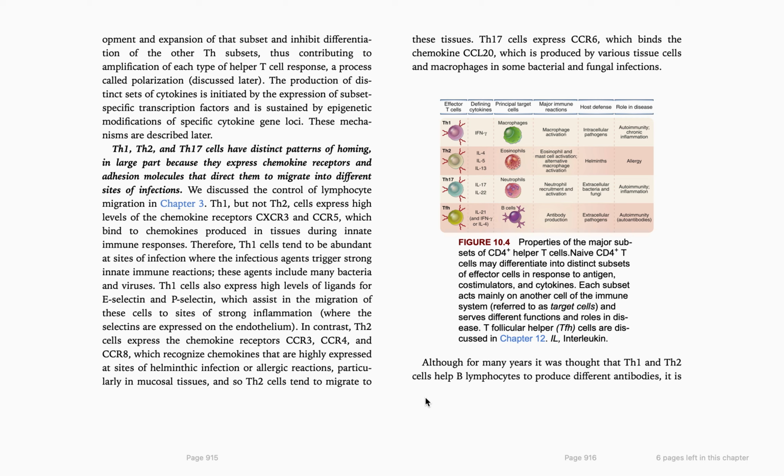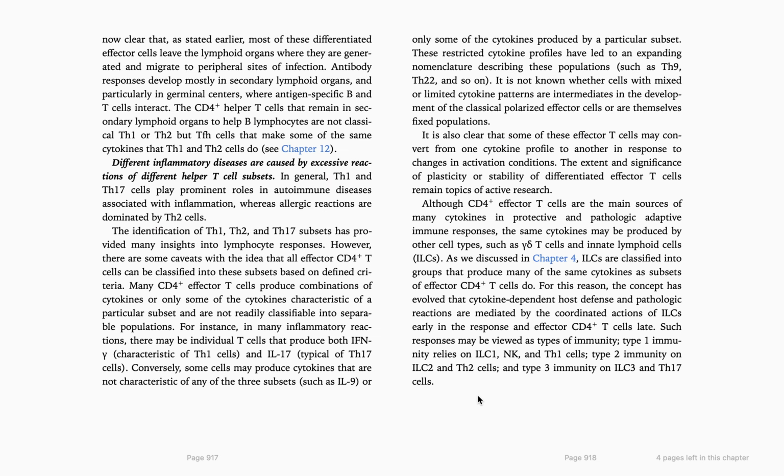Although for many years it was thought that T helper 1 and T helper 2 cells help B lymphocytes to produce different antibodies, it is now clear that, as stated earlier, most of these differentiated effector cells leave the lymphoid organ where they are generated and migrate to peripheral sites of infection. Antibody responses develop mostly in secondary lymphoid organs, and particularly in the germinal center, where the antigen-specific B and T cells interact.